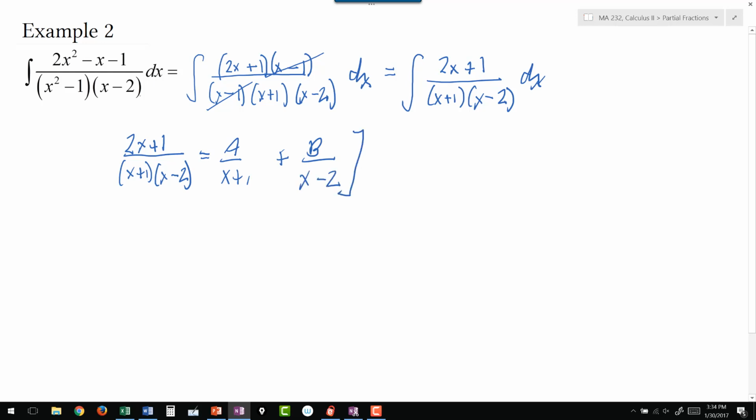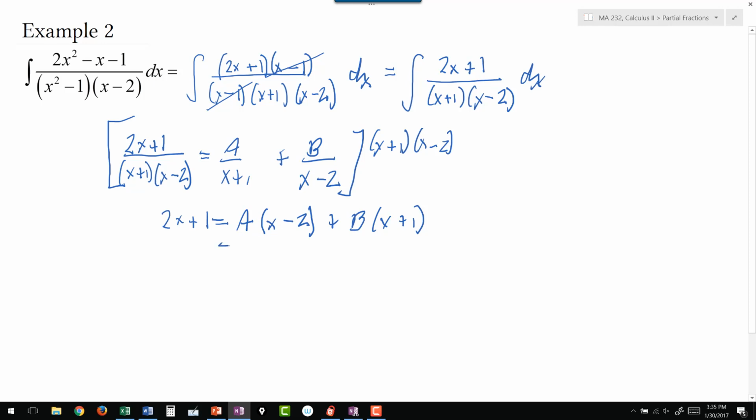First step is to eliminate the denominators on both sides of the equal sign by multiplying through by the common denominator, x plus 1 times x minus 2. On the left, the entire denominator cancels. On the right, the x plus 1 would cancel, but not the x minus 2, for the a term. And for b, the x minus 2 would cancel, but not the x plus 1.